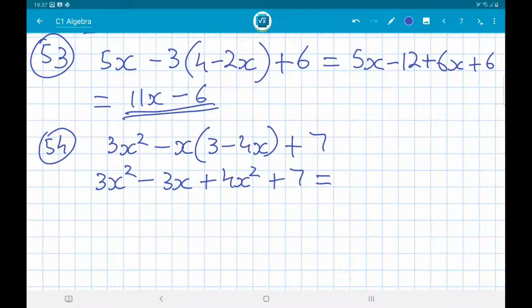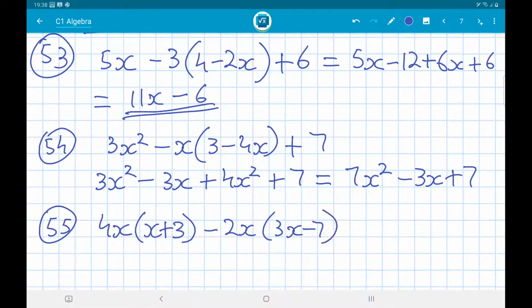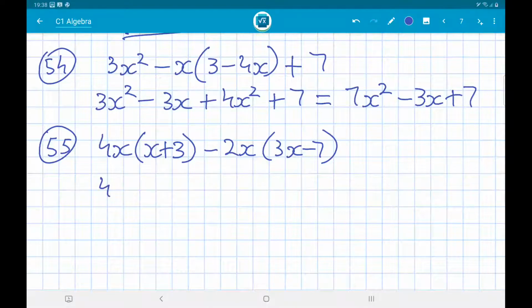Okay, so that would basically be equal to 7x squared minus 3x plus 7. 55. That's 54, isn't it? 54 would be that one, and 55 is that one. 4x plus 3 minus 2x, 3x minus 7. Let's expand this out.